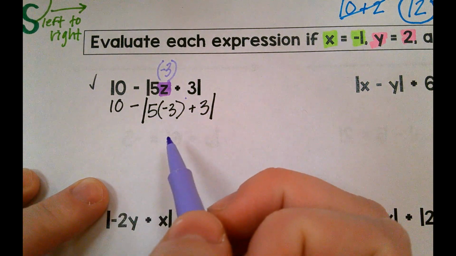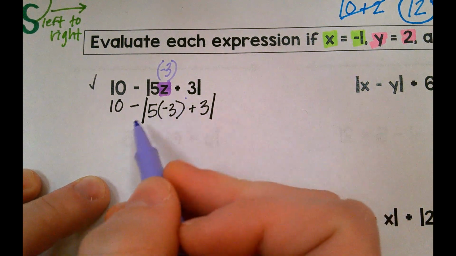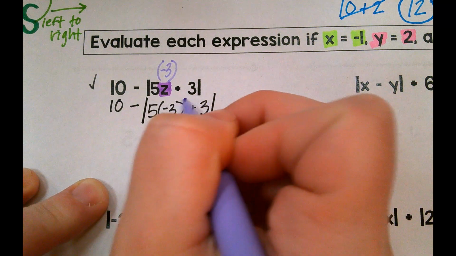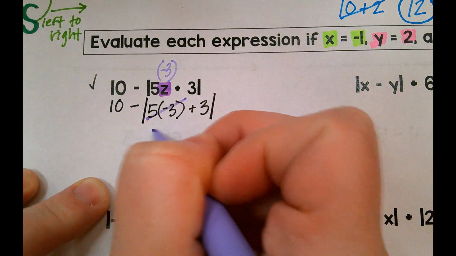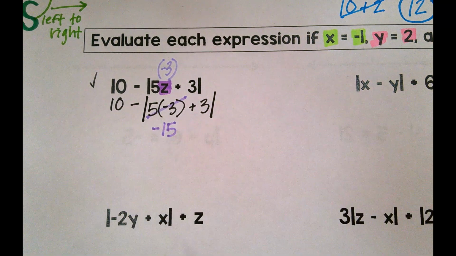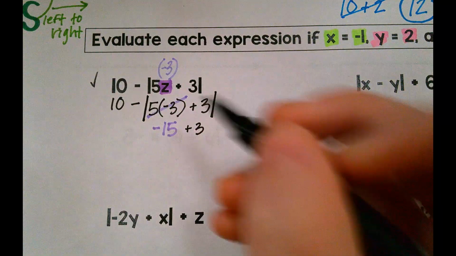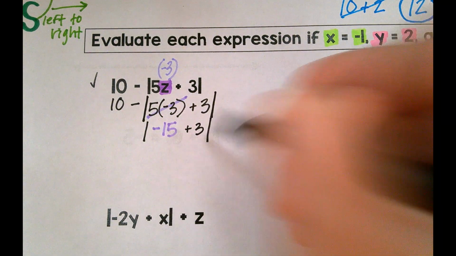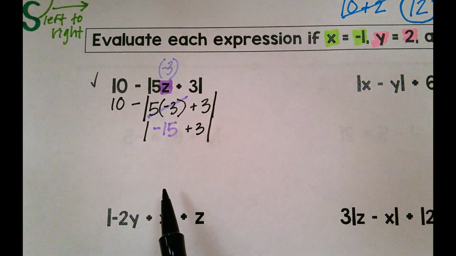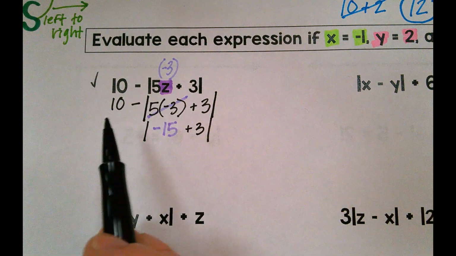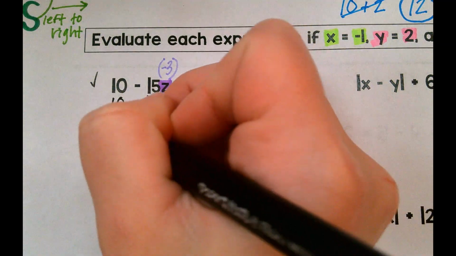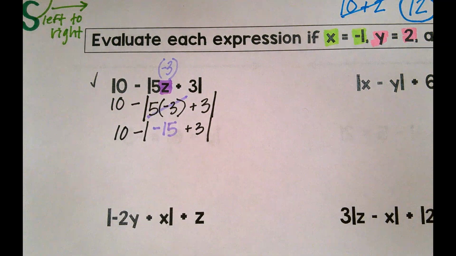Now, at each step, we want to stay organized. So I'm going to cross out 5 times -3, and I'm going to write -15. What comes down? The +3. Good. My +3 comes down. Still put your bars. What else comes down? 10 minus. Okay, so I have 10 minus the absolute value of -15 plus 3.